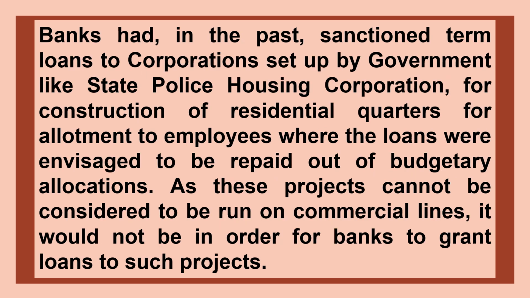Banks had in the past sanctioned term loans to corporations set up by government, like State Police Housing Corporation, for construction of residential quarters for allotment to employees, where the loans were envisaged to be repaid out of budgetary allocations. As these projects cannot be considered to be run on commercial lines, it would not be in order for banks to grant loans to such projects.